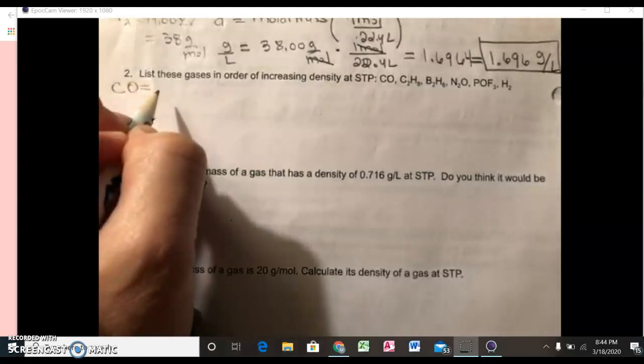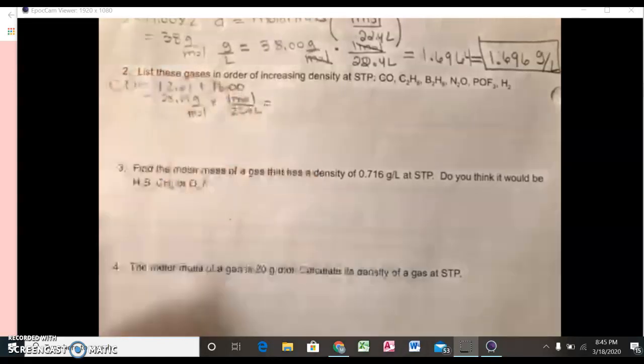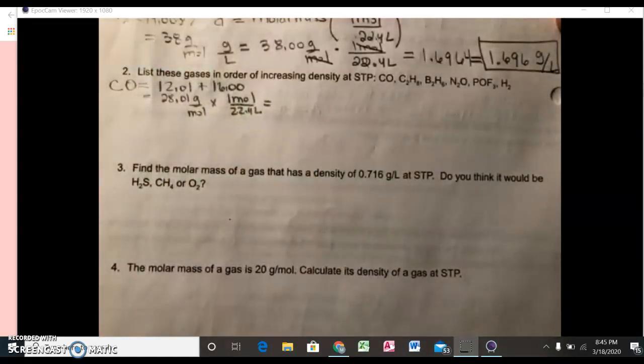So if we look at carbon monoxide's molar mass, we would be adding 12.01 plus 16.00. And that ends up being 28.01 grams per mole. We multiply that by 1 mole would occupy 22.4 liters, and we get approximately 1.250 grams per liter for carbon monoxide.